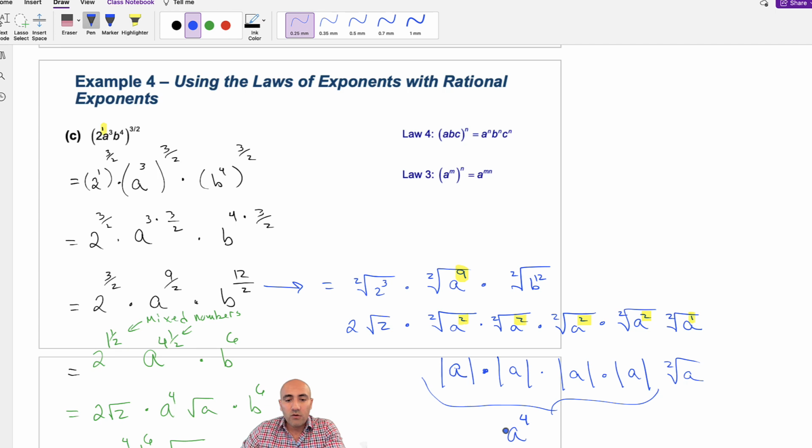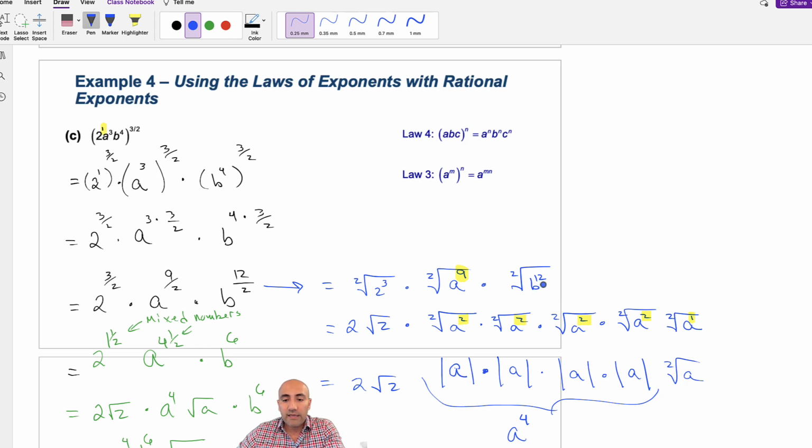And so bringing this down, we still have 2 root 2 from there. Here we don't have to deal with absolute values since we know 2 is positive. Here we have to deal with it because we don't really know what a is. Same thing with this, the square root of b to the 12th power.